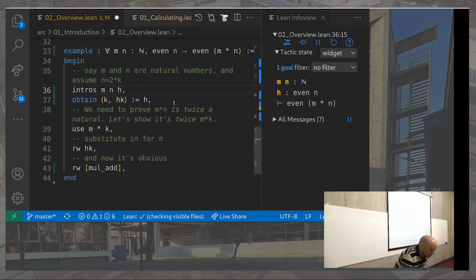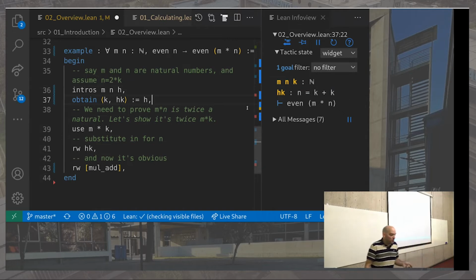So what can I do? I know that h means that n is even, so I can obtain the number whose double is n. So I can just say obtain k h k. I will explain this obtain keyword in more detail in 5 minutes. But you see that now here I had h saying that n is even, and now I got another natural number k, and the fact that n is equal to k plus k.